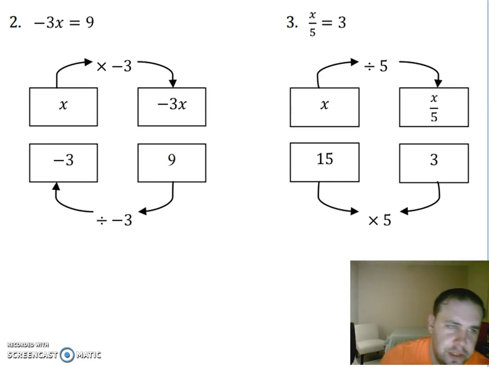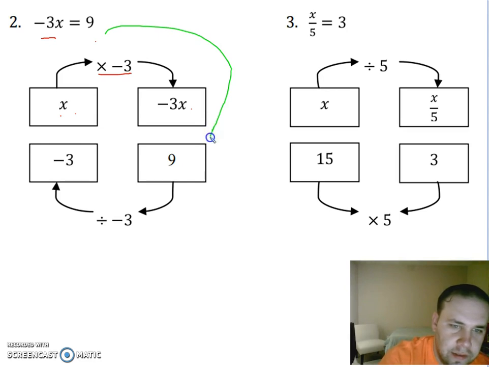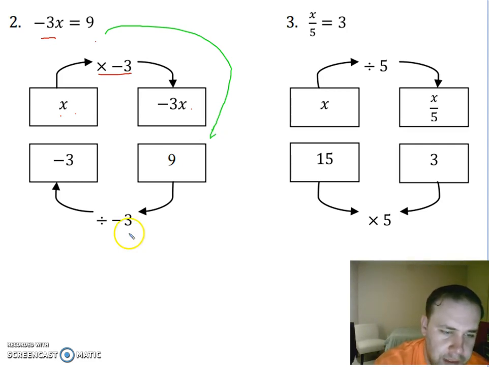So here we have questions 2 and 3. Take a look at question 2. We have negative 3x. So what's happening to the x? I know it's really similar, this is an italicized x. So we're multiplying x by negative 3. That's how we get negative 3x, and that's what's on our left-hand side. Down below is what's on our right-hand side. So we have 9. The inverse operation of multiplying by negative 3 would be dividing by negative 3, and 9 divided by negative 3 would be negative 3.